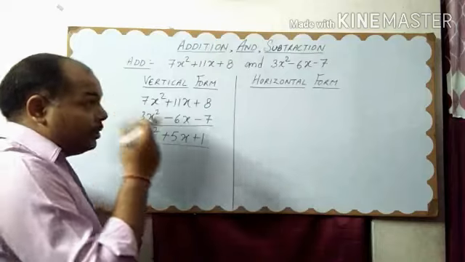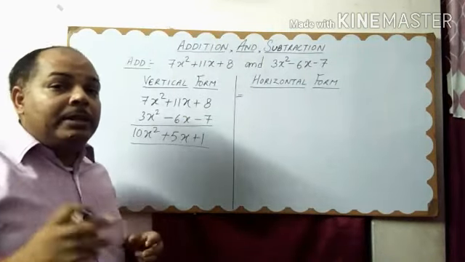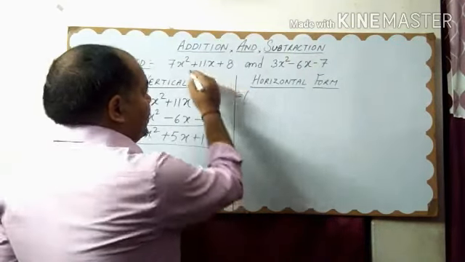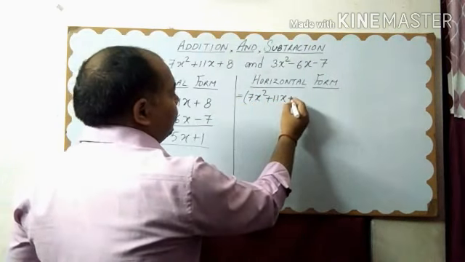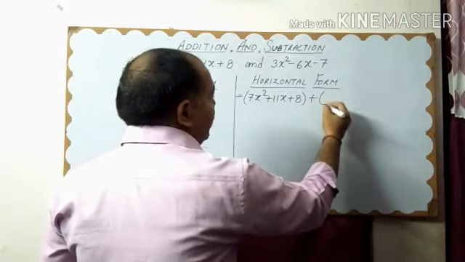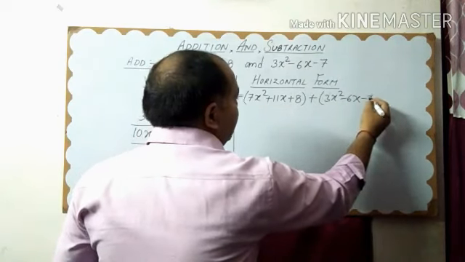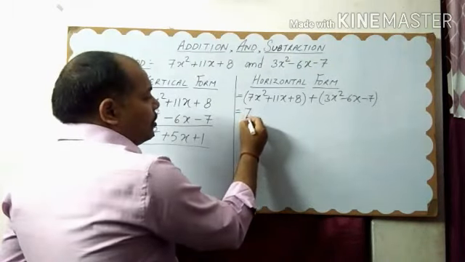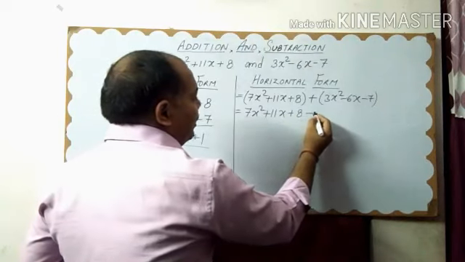Now see the horizontal form. In the horizontal form, first we write down the given polynomials in brackets using the plus sign, because we are going to add here. So first we use the bracket and write down the first polynomial in this, and after that we put a plus sign because we are going to add the polynomials, and write down the second polynomial. Now we will open the bracket here, so 7x square plus 11x plus 8, and here the second polynomial.